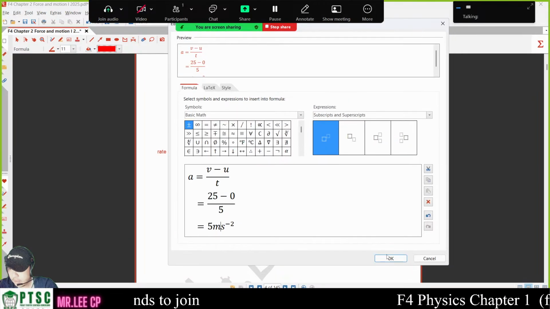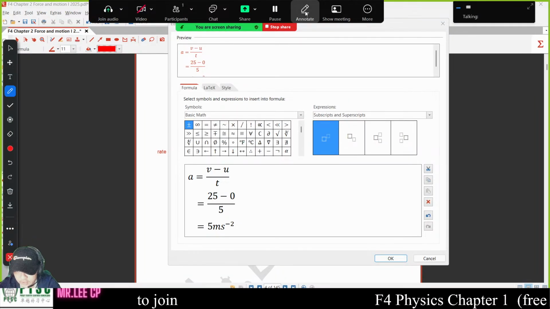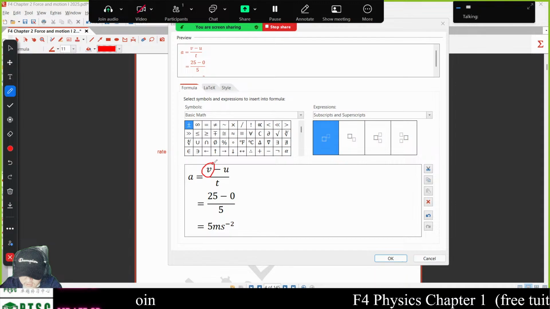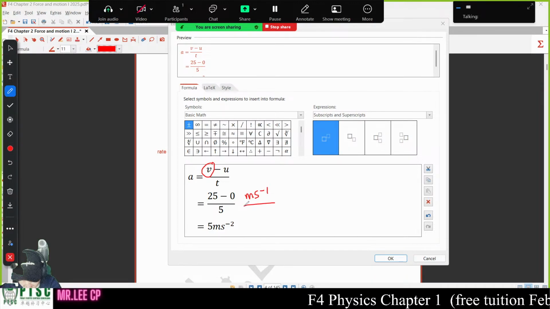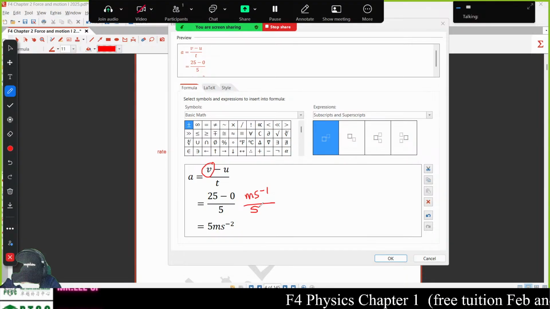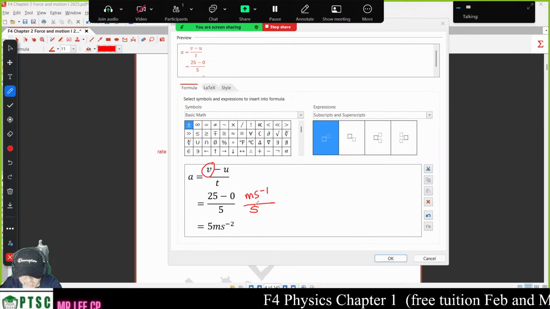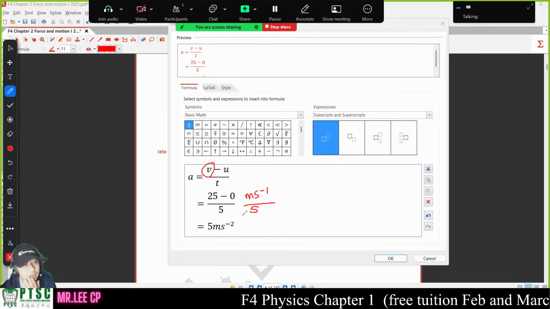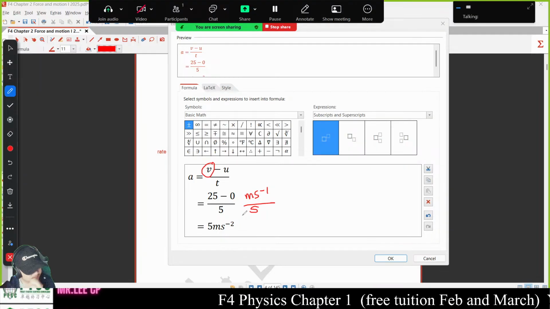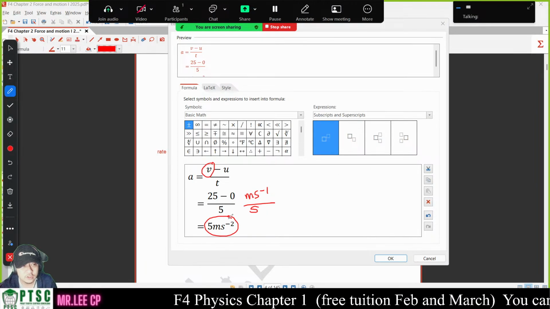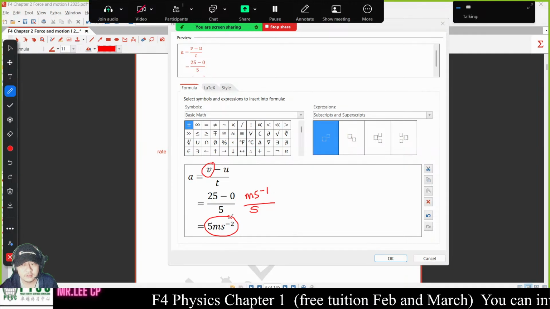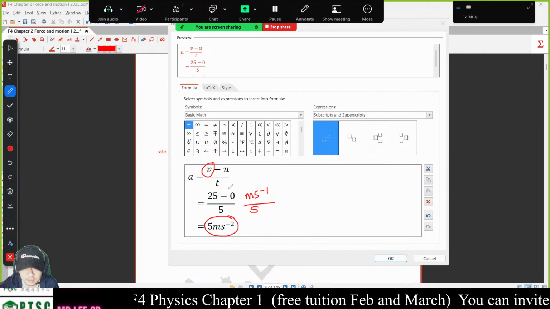Okay, let me explain to you. Why is the unit ms negative 2? What is the unit of velocity? Velocity is ms negative 1. Time is 5 seconds. So ms negative 1 minus 1, altogether is minus 2. Ms negative 2. This is the unit of acceleration. Now, of course, you will ask me, teacher, what about the minus?